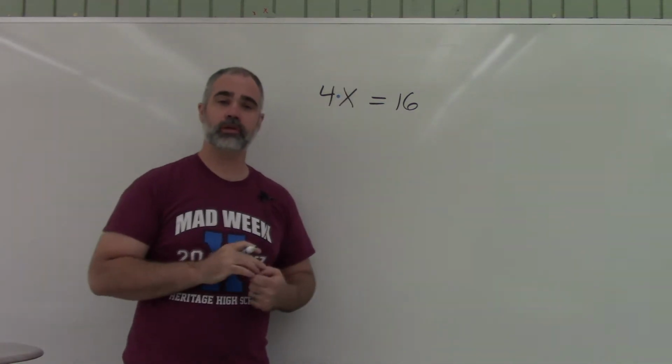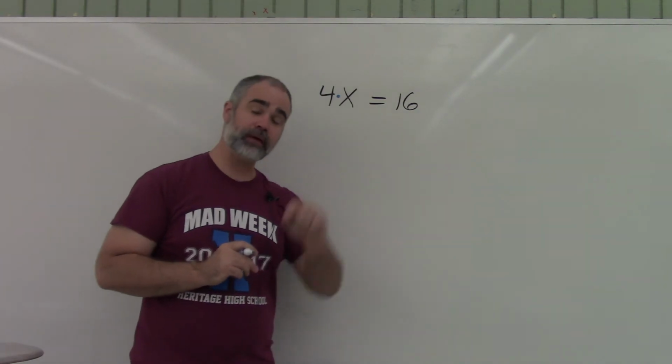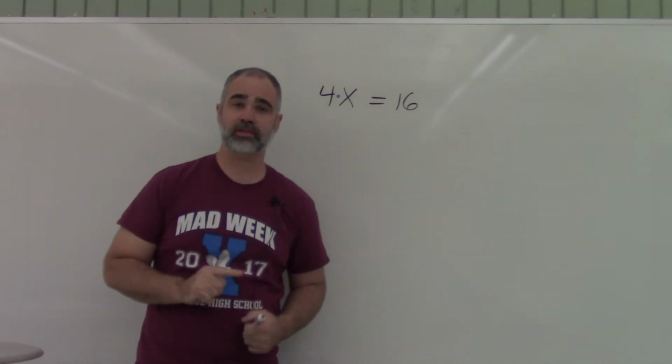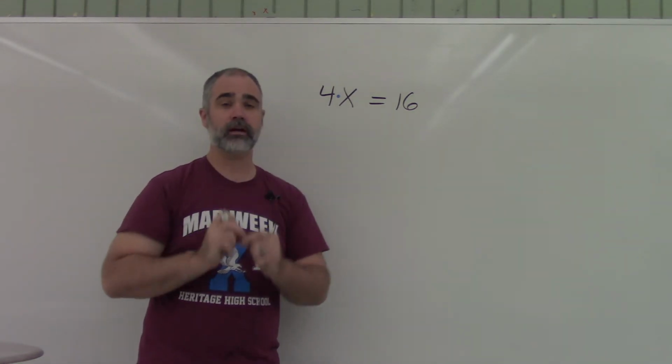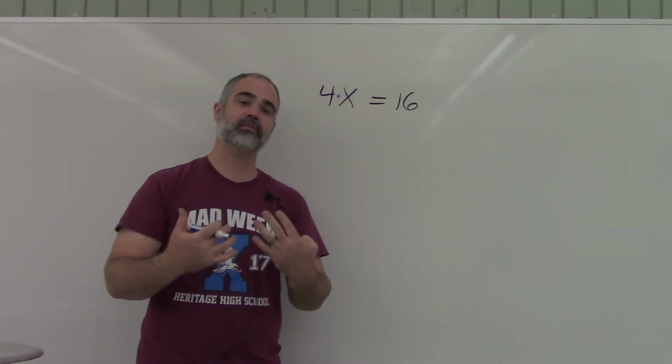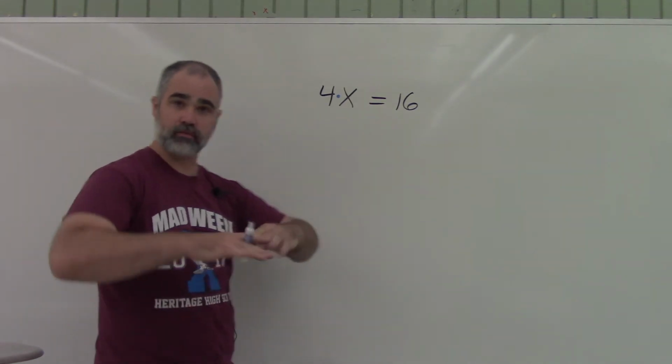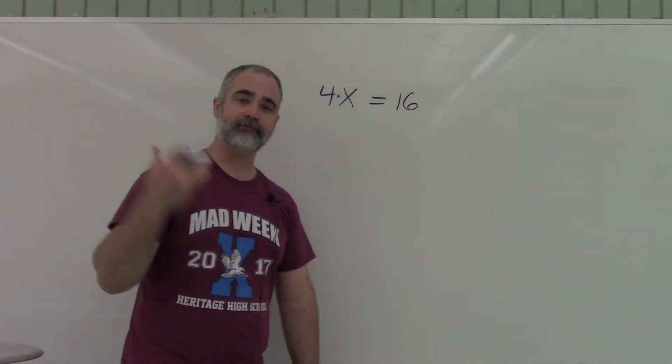Okay, we don't usually write that multiplication sign in there, but I would encourage you, if you're new to this, get in the habit of writing a little multiplication sign between your number and your variable so that you can remember what the opposite of that would be. So the opposite of multiplication, almost all of you guys know this, is division.